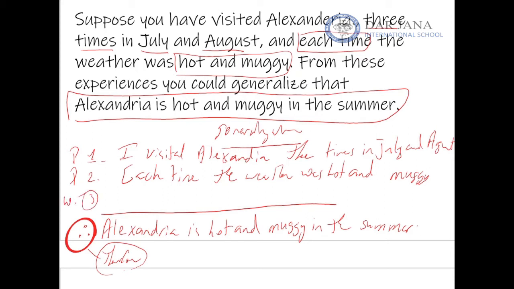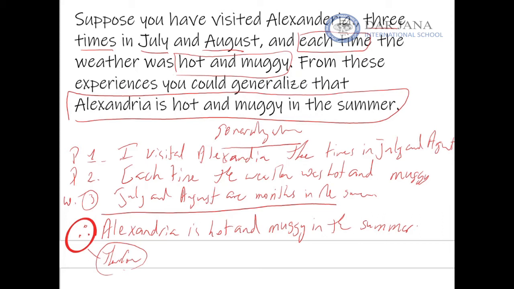is that July and August are months in the summer, or what we call the summer months. Because unless July and August are summer months, the whole conclusion is fallacious. Alright? So we need to have this warrant there.